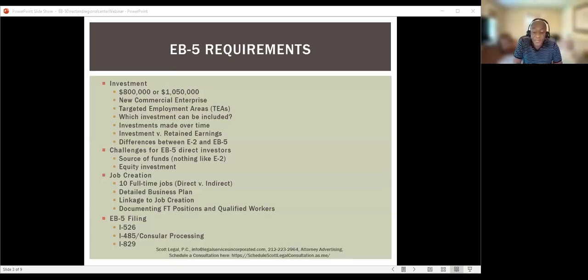After the person has had the green card for 2 years, because first they're issued a conditional green card, then we have to file what's called an I-829 petition to remove the conditions on the green card. So those are, in a nutshell, the EB-5 requirements. And we're going to go into some of these in a bit more detail in some of the next slides.